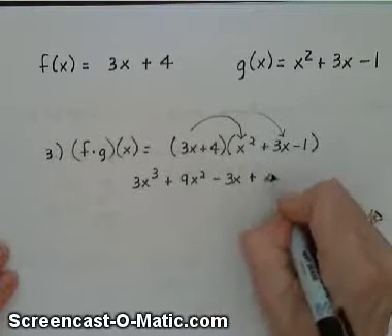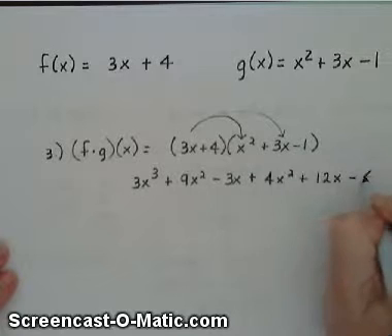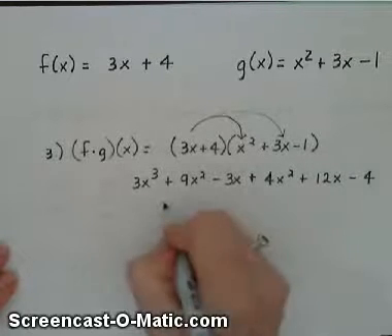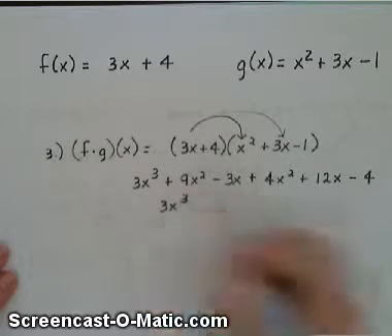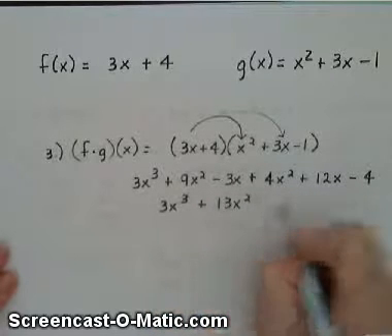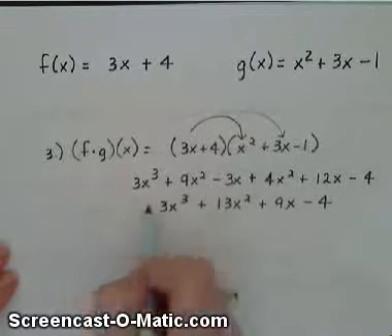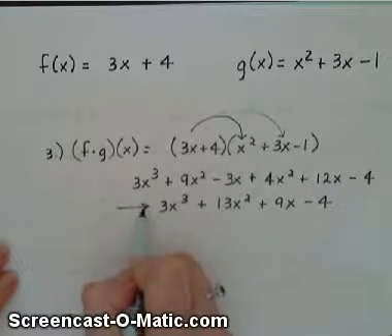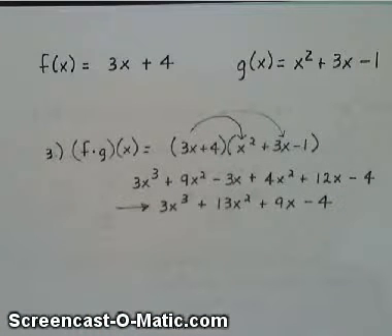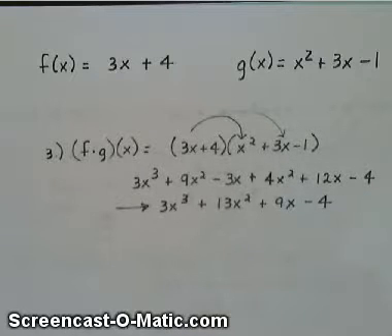Plus, come back with the 4. 4x squared plus 12x minus 4. Put together anything you can. We'll have 3x cubed plus 13x squared plus 9x minus 4. Now again, this function doesn't have any meaning right now. We're just playing with the numbers. But you could then find the value of f times g of 2 by putting in a 2 for x, or you could do it in the beginning, put it into the individual functions.